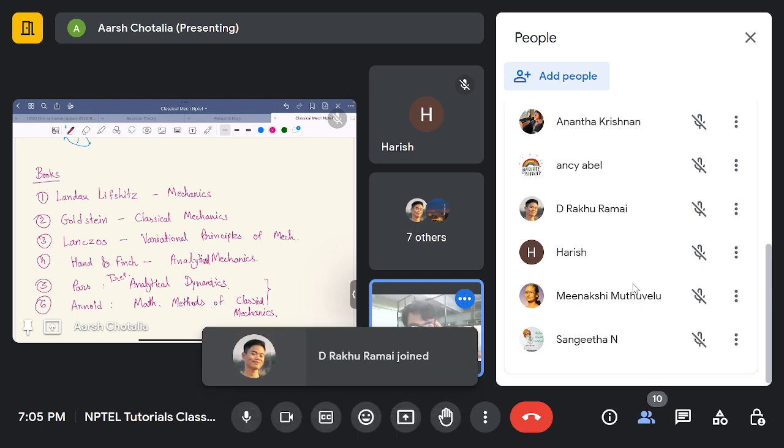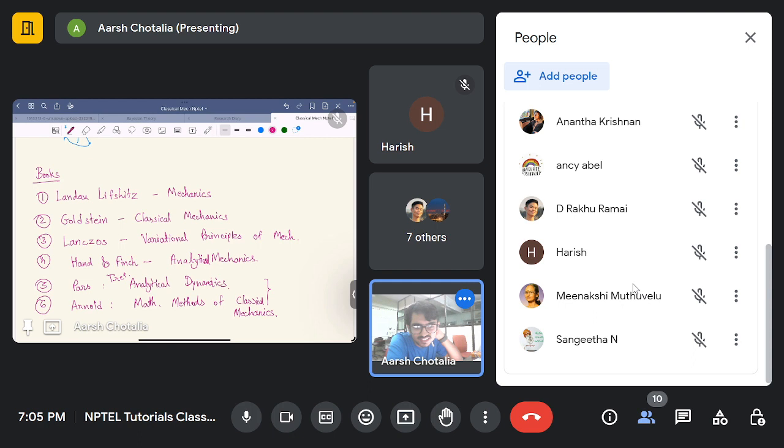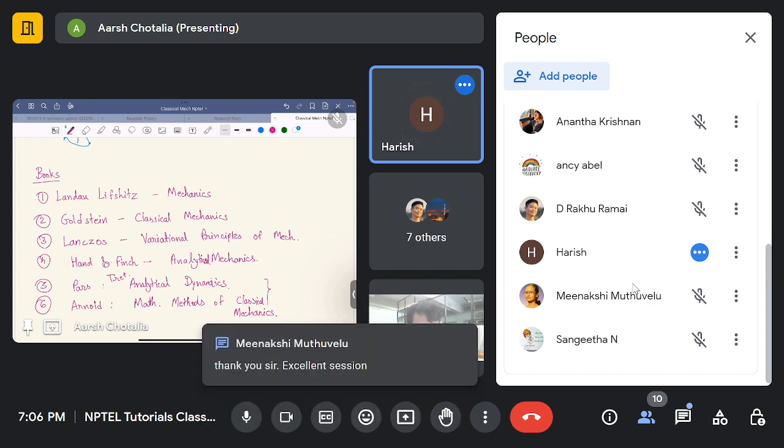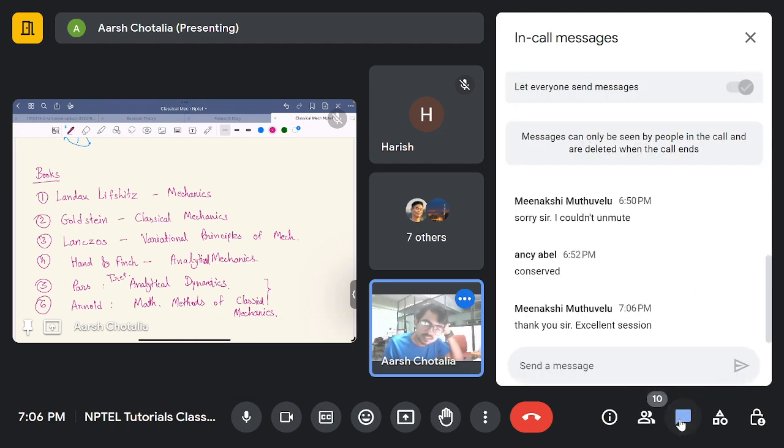If that is the case, then I must congratulate Professor Tripathi. He has done a very good job in explaining. Any comments, Raku? Let me just go through my notes and check things. Sure. Harish, do you have any further questions, comments? No, sir. Okay. Thank you, sir. Excellent session. Thank you very much. That means a lot.